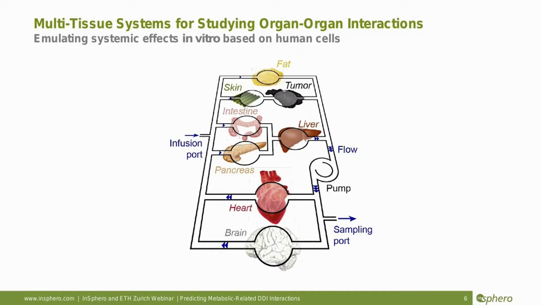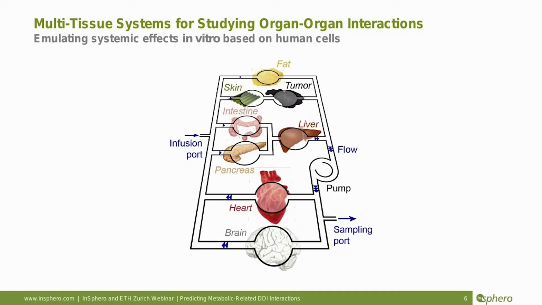This is a schematic view of such a multi-tissue system where we have a couple of compartments where the organ models are located. You have microfluidic channels that interconnect these compartments, infusion ports to add compounds or substances, sampling ports to remove small amounts of liquid so that you can analyze them, and a fluidic pump that lets the liquid flow and circulate between these tissue structures in a physiological way.